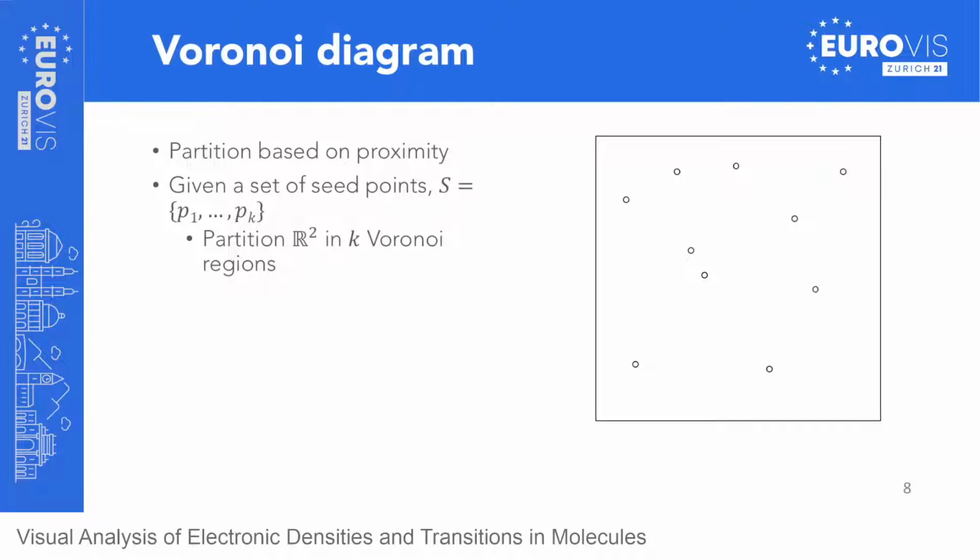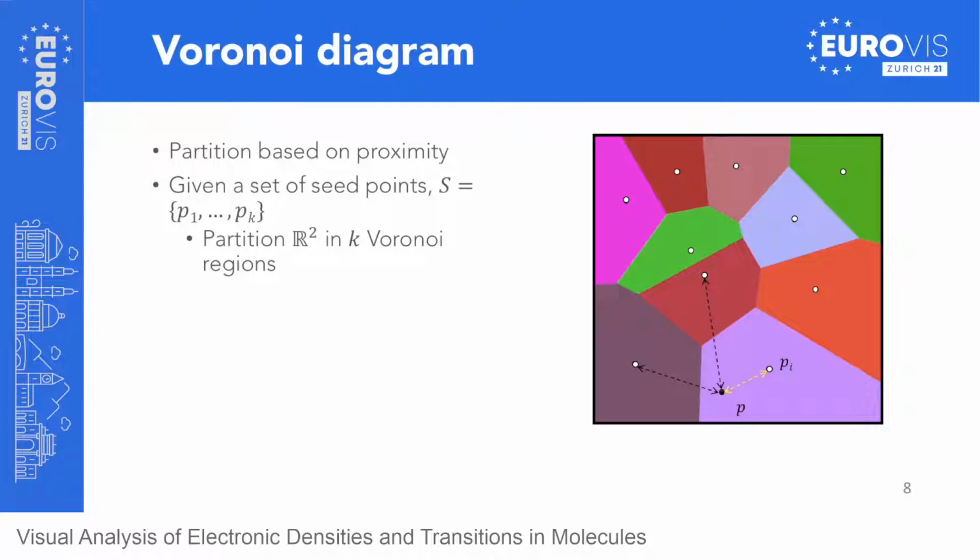We briefly want to mention what a Voronoi diagram is. A Voronoi diagram is a partitioning of the space based on proximity to a given set of seed points. For example, on the right, a set of seed points is given. For each point in the space, you compute which seed point it is closest to. For example, the point P is closest to the point Pi, so it lies in the Voronoi cell of that seed point.